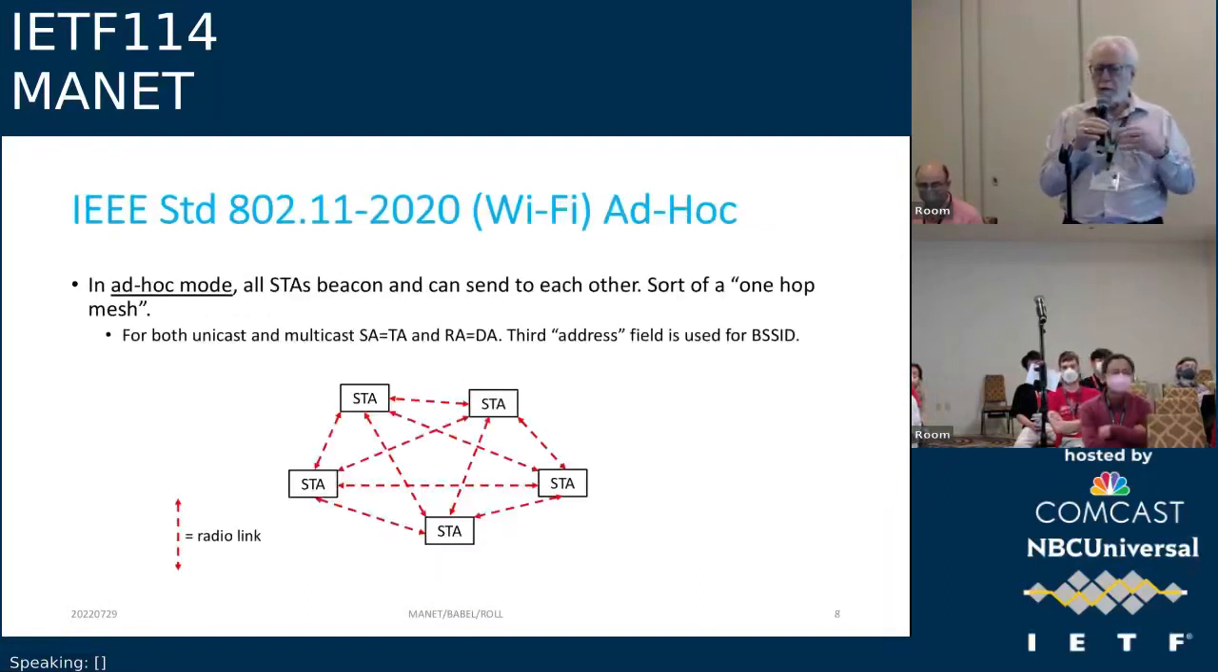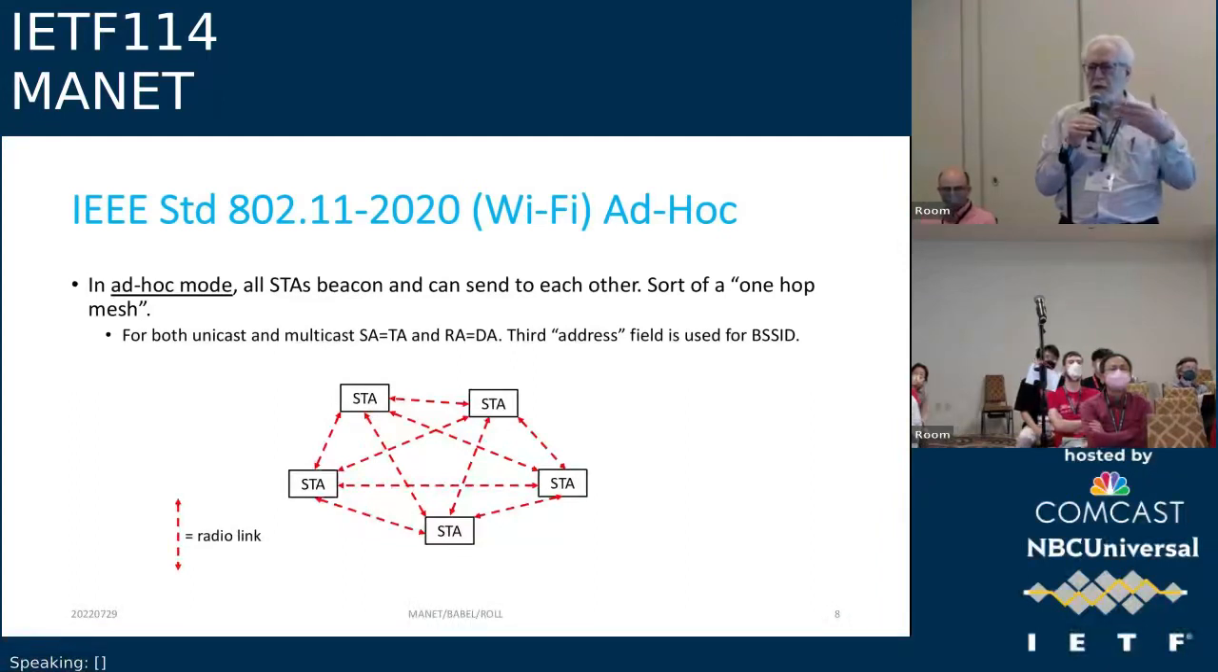There's also this ad hoc mode, which I think is mostly used these days for tethering. Like if you tether to an iPhone or something, it uses ad hoc mode. That way all the stations beacon, and they just send directly to each other. In some weird mode, you might think of it as a one-hop mesh. And in that case, you really only need two addresses, because in every case the source address and the transmitter address are the same, and the receiver address and the destination address are the same. But the header still has three fields, and the third field is the basic service set ID, which is how the ad hoc network is identified.